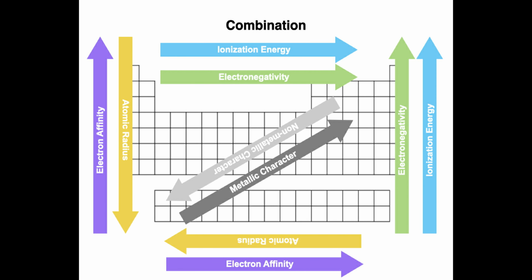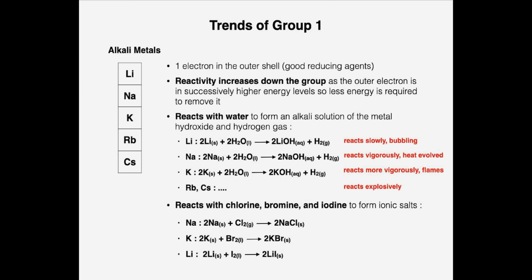This is an overall illustration of the periodic trends going down and across the periodic table. You can always refer to this drawing for a clear overview. Now let's look at basic trends in Group 1.